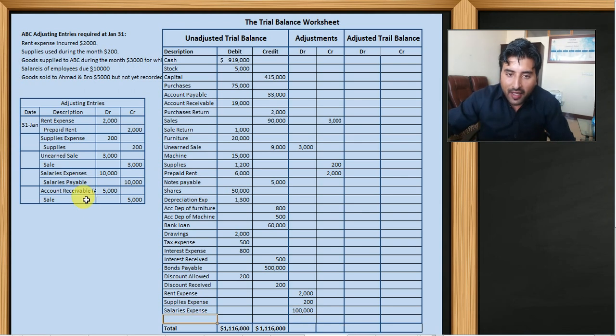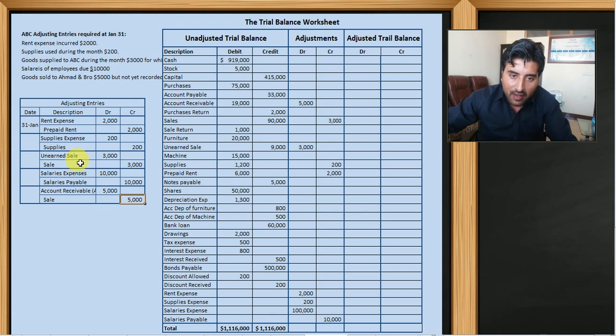Okay, next, do we have any account related to salaries payable among these accounts? No. So simply add this account. The salaries payable account should be credited how much? $10,000. So next we have, dear students, accounts receivable. Yes, we have accounts receivable here, and that is to be debited $5,000. And we have the sale account to be credited $5,000.